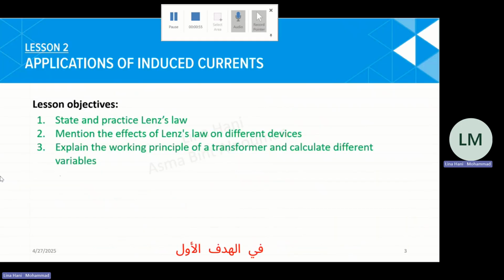In the first objective, we will state and practice Lenz's law, and then in the next lesson, we will mention the effects of Lenz's law on different devices. After that, we will explain the working principle of a transformer and calculate different variables in it. So let's start with objective 1 and see what is the statement of Lenz's law and how does it help us find the direction of the current in a coil of wire.